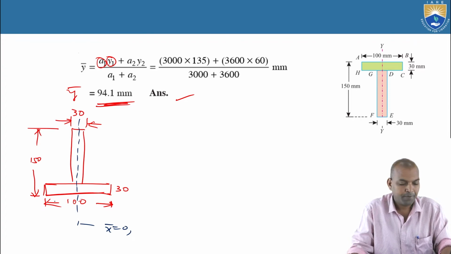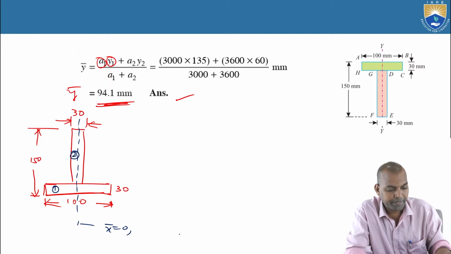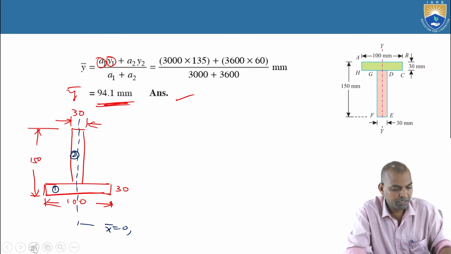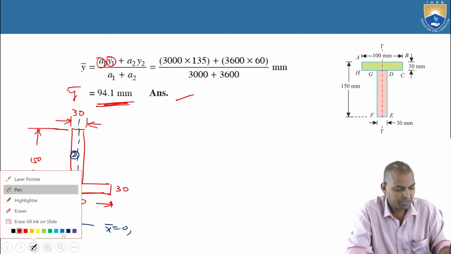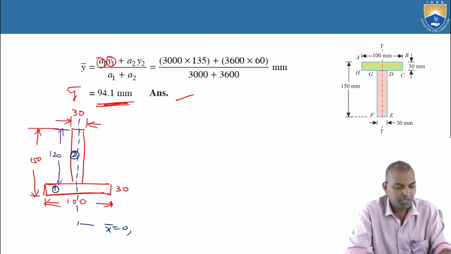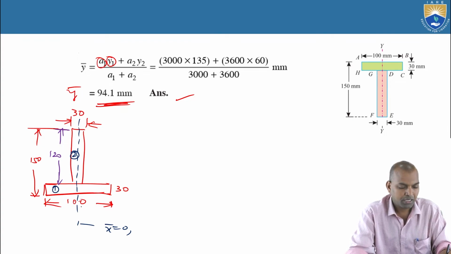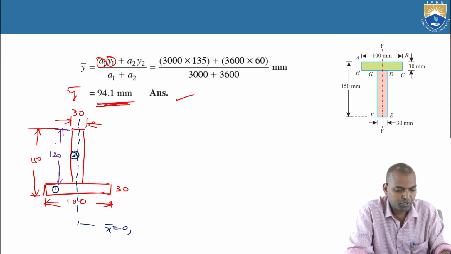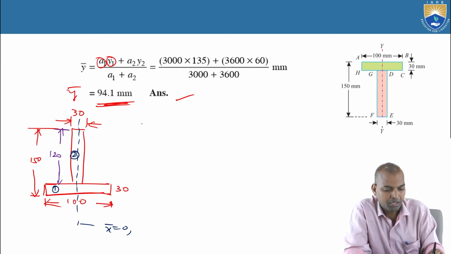Consider section 1 and section 2. What about these distances? The distance of this portion is 150 minus 30, that is 120 millimeters. So A1 equals 100 into 30, and A2 equals 120 times 30. Now what is required here?